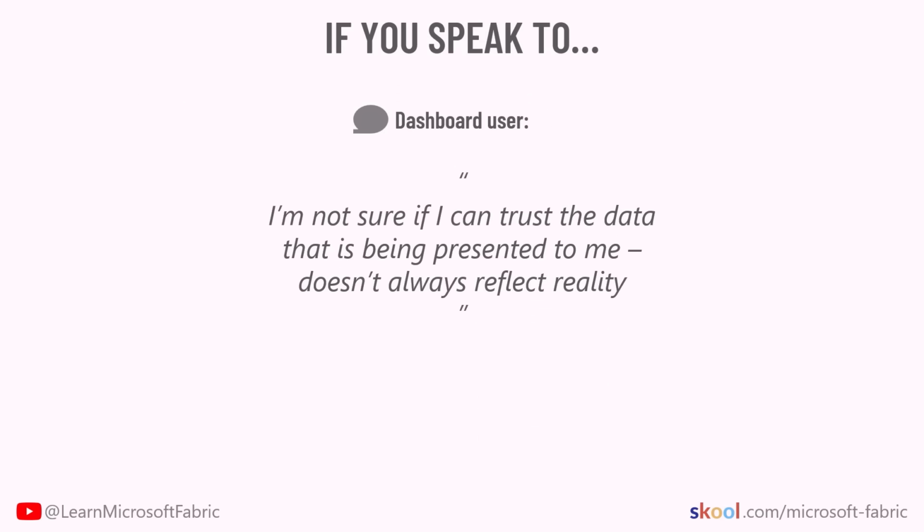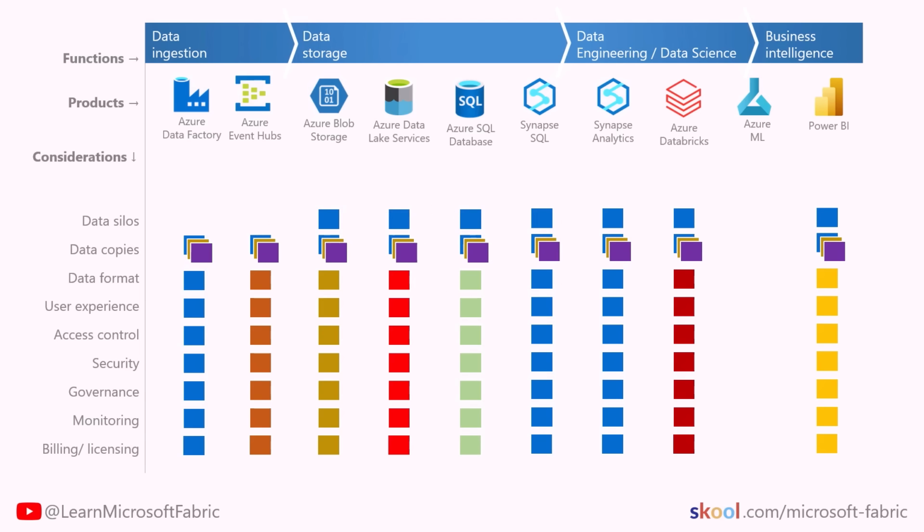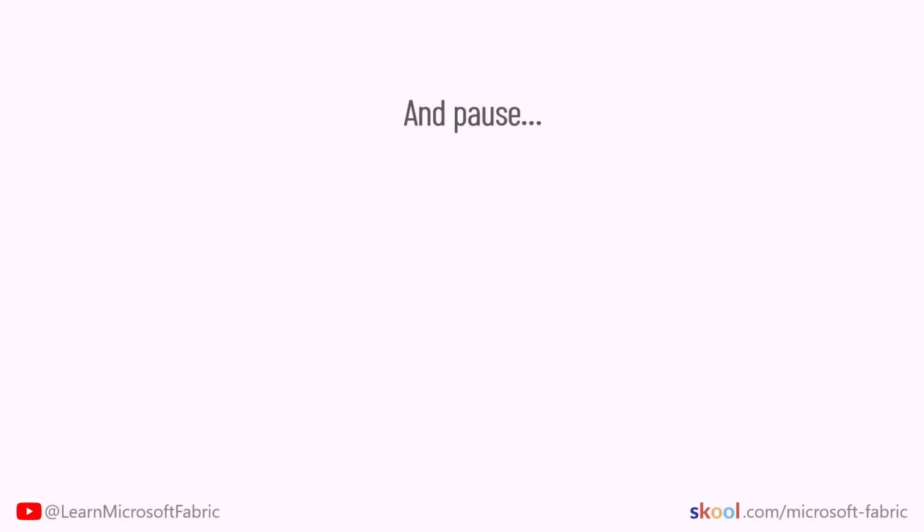And finally, it's the poor old dashboard user. They don't really know much about all the palaver that's going on behind the scenes here, but they can sense that something isn't right. They say, "I'm not sure I can trust the data that's being presented to me here. It doesn't always reflect reality." And they're right to be nervous. All of this complexity means that the data teams have failed to really get a grip on data governance and data quality. And the dashboard users at the end of the process are losing trust. And when they lose trust in the visualizations and the data being presented to them, then what's the point in all of this anyway? So let's just pause there for a second.